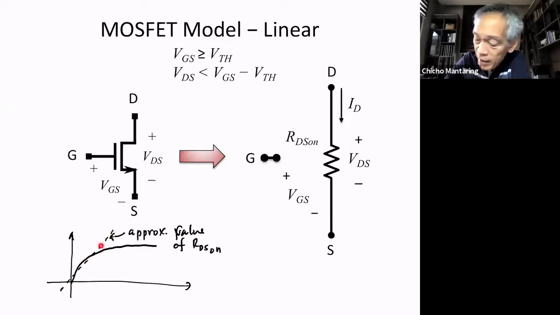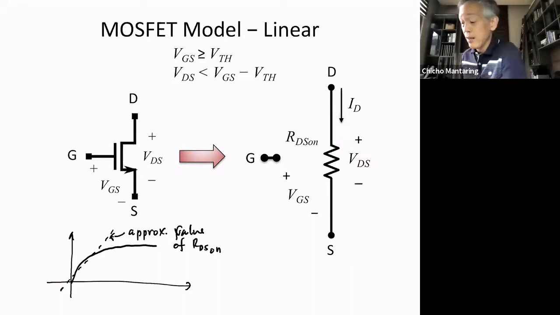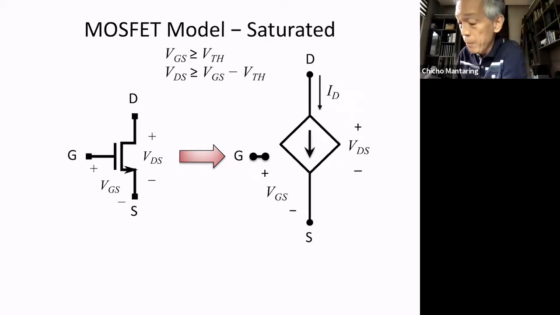for that entire linear region, this is what you'll get. But point by point, there is actually a different slope. So you might say this is a variable resistance depending on what your VDS is. And then in saturation mode, this is what it looks like. It is a controlled current source.